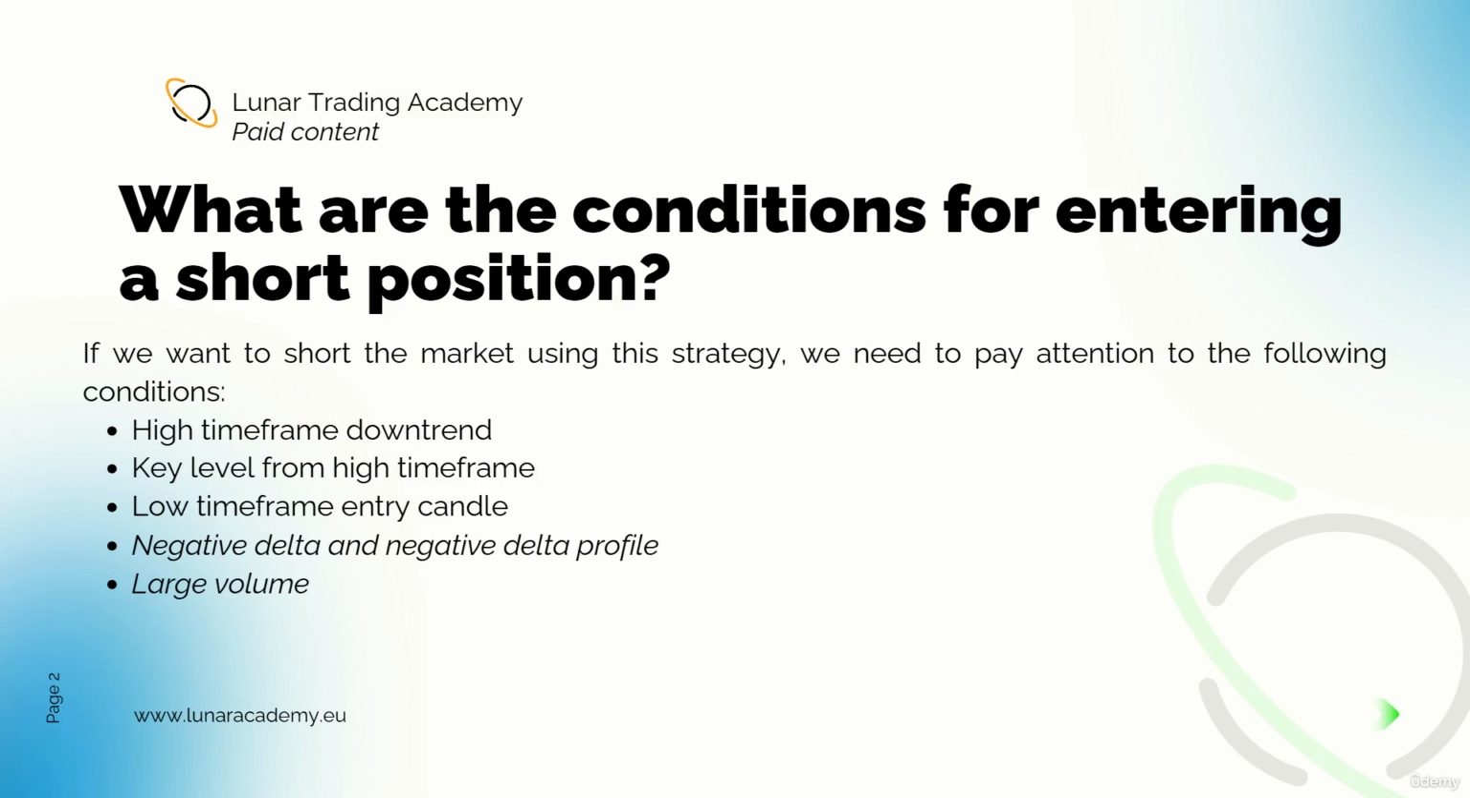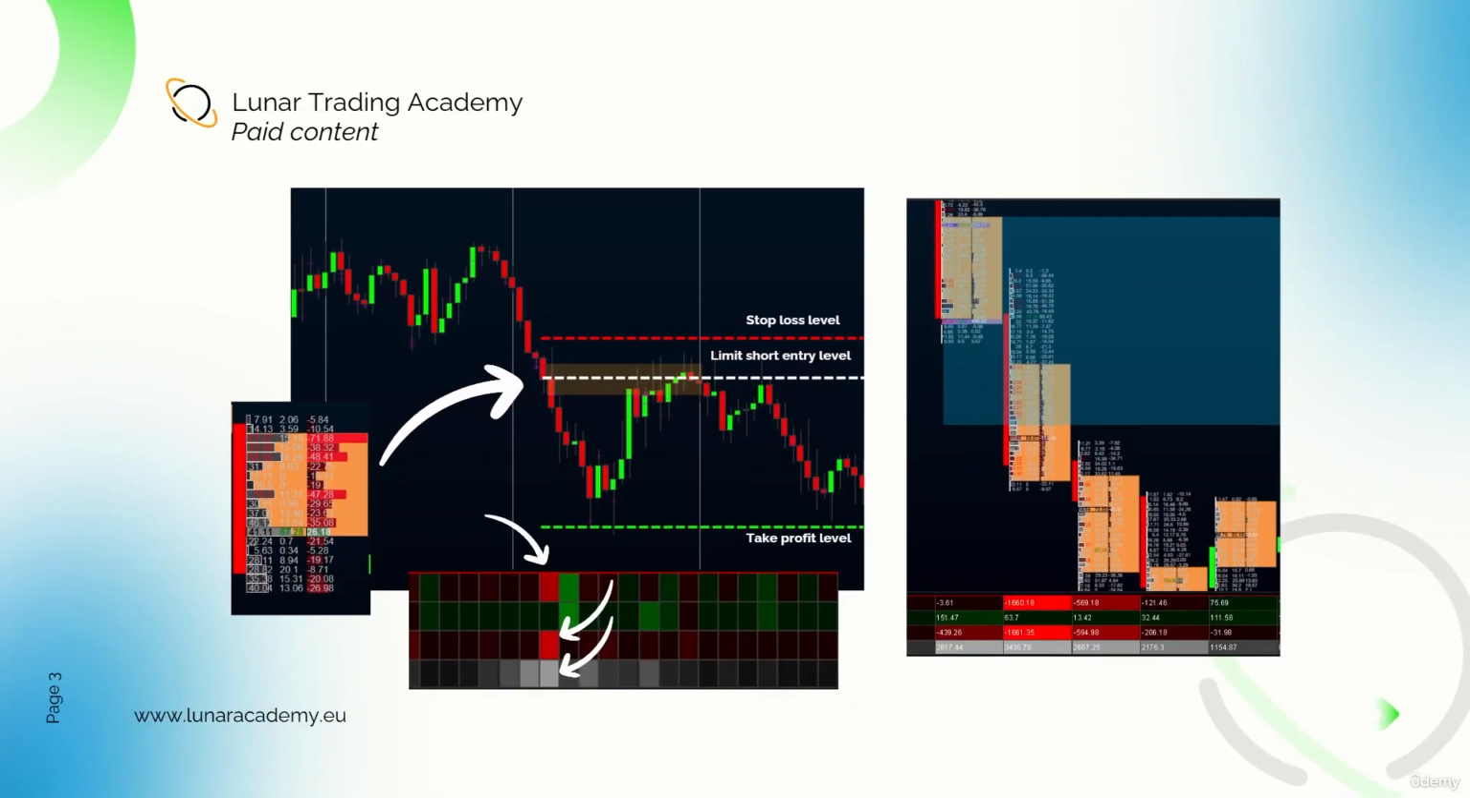First is high time frame downtrend. Next is key level, also from high time frame. Then low time frame entry candle. This candle needs to contain negative delta and negative delta profile, plus large volume. Altogether, this creates a bearish setup with a very high probability of success. So let's break it down mechanically, step by step.